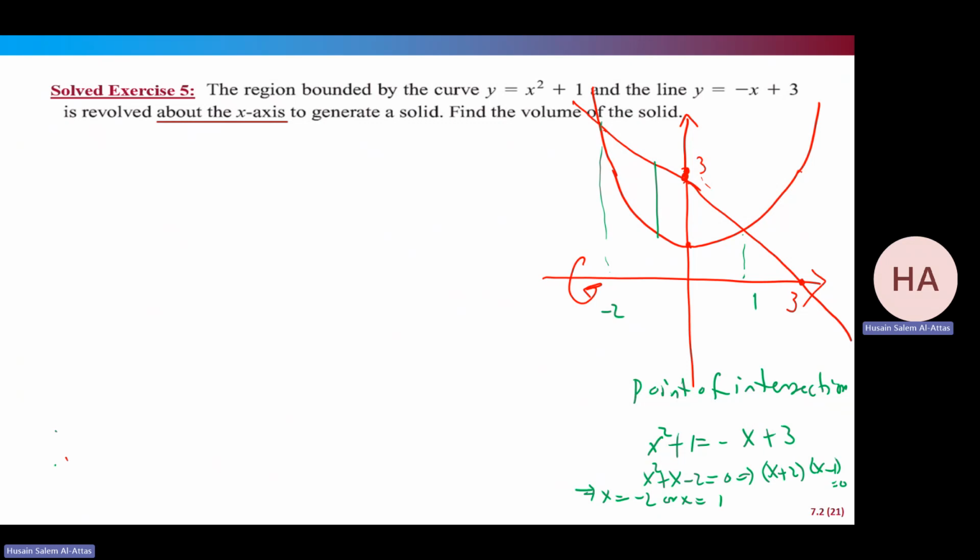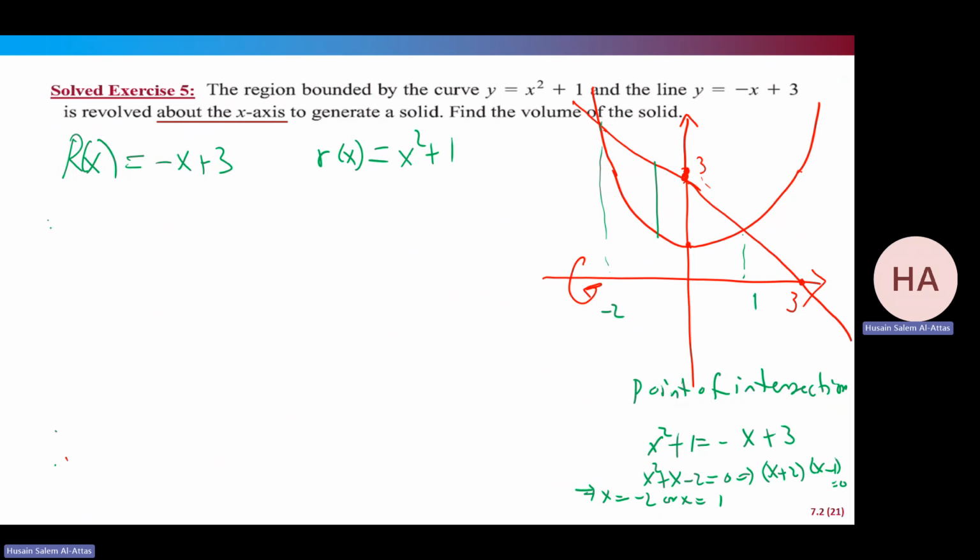Okay, what will be the outer radius? The outer radius will be what? It will be the line, since I'm doing the revolution about the x-axis. So it will be minus x plus 3. The inner radius will be the parabola, x squared plus 1. Okay, now the rest is just calculation.